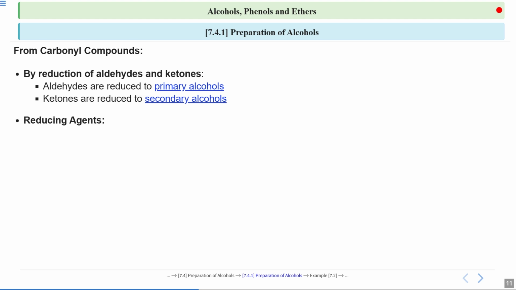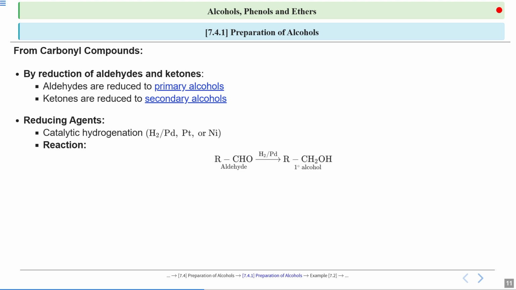What are the reducing agents which we are going to use? The catalytic hydrogenation, in which we are going to use hydrogen in presence of palladium, platinum or nickel. And the reaction involves aldehyde. So first of all, we take aldehyde, general formula RCHO.